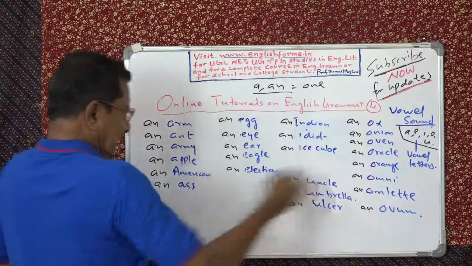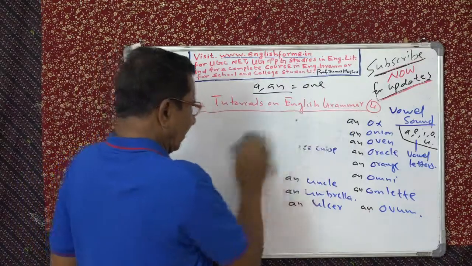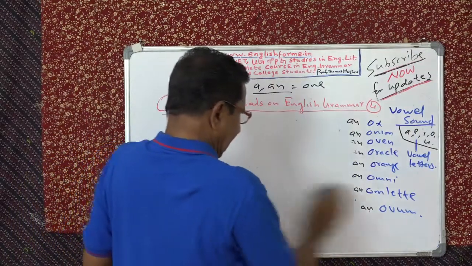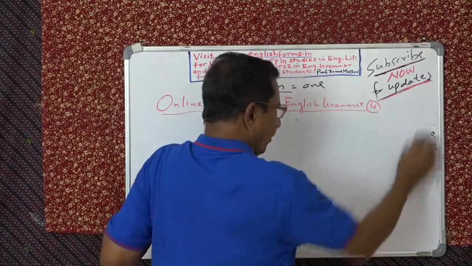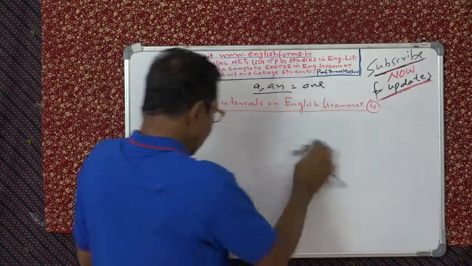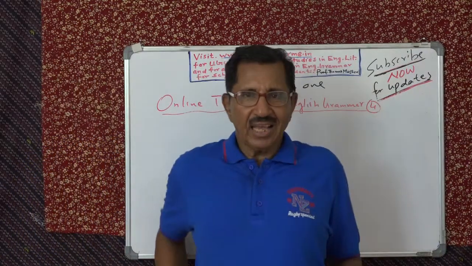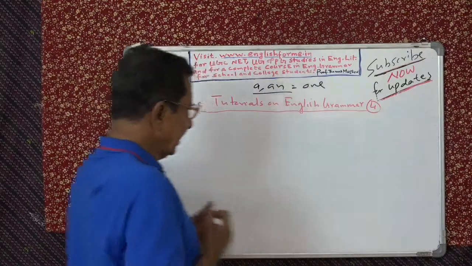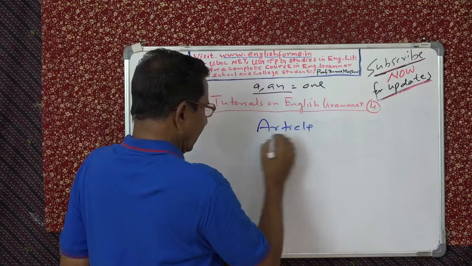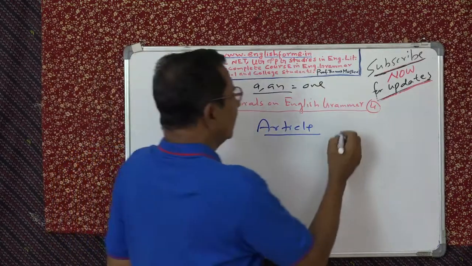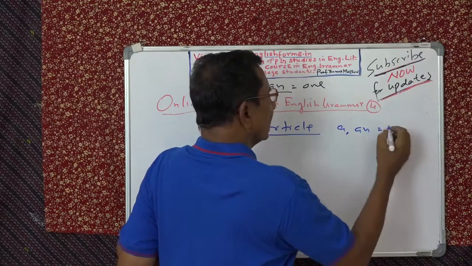Then, now you see, so far what we have done, once again I will repeat for you. So now we have revised our understanding of articles. You call this an article. You have two, not one. One is a, the other is an. Both have the same meaning, one.